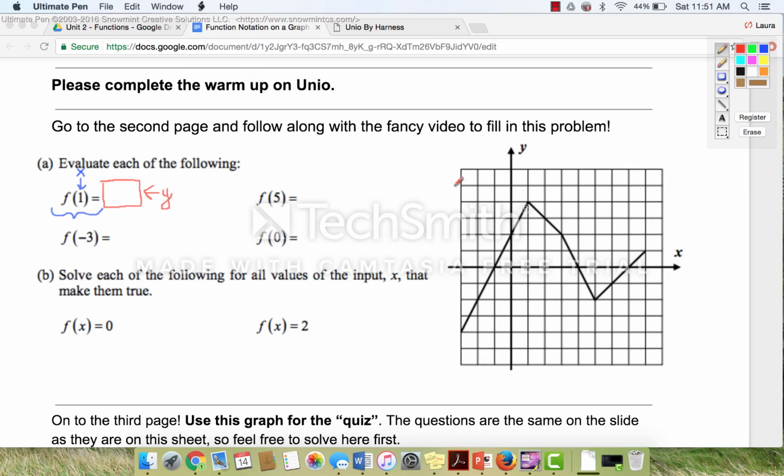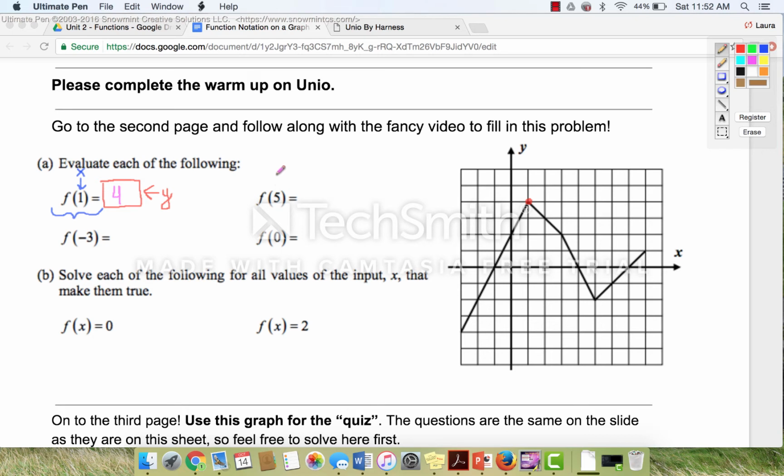All right, so f of 1, we're looking where our x value is 1, which is going to be right over here. Now let's just see the value of my function. So I'm going to keep going up and up and up. So when my x value is 1, my y value is 1, 2, 3, 4. So f of 1 equals 4. And once we get the hang of these, they're going to work pretty much the same way every time.